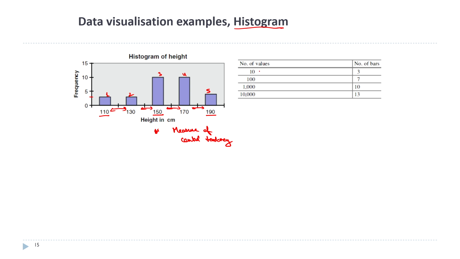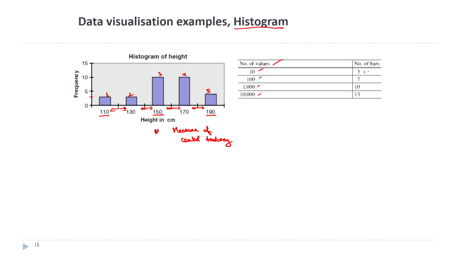So, you can see these values 10, 100, 1000, 10,000, and how the number of bars should be stacked. We cannot have 200 bars in one graph, because the data should be meaningful. We cannot have a very complex diagram that no one understands. It is suggested that if the number of values you have is 10, 3 bars could be used. 10 values, use 3 bars.